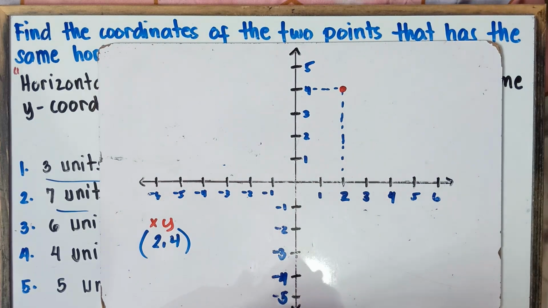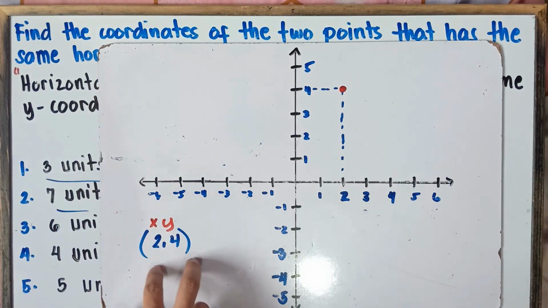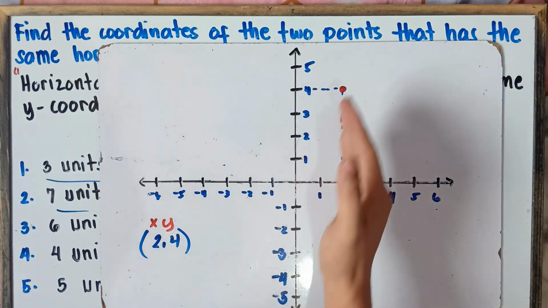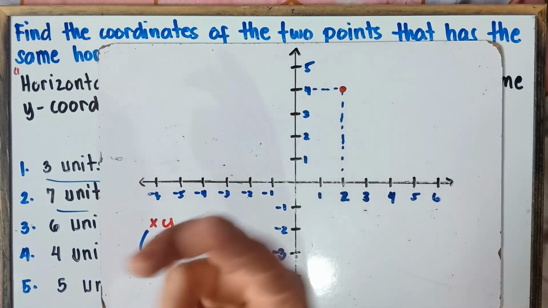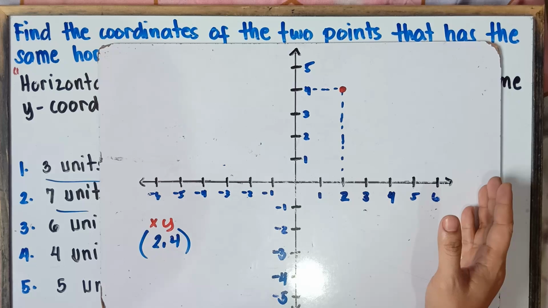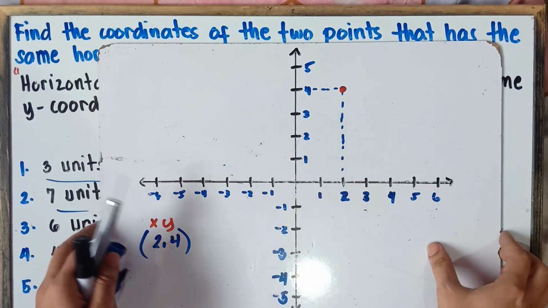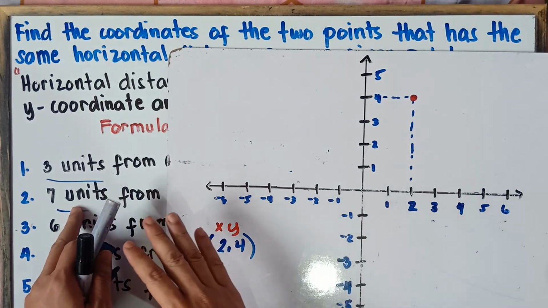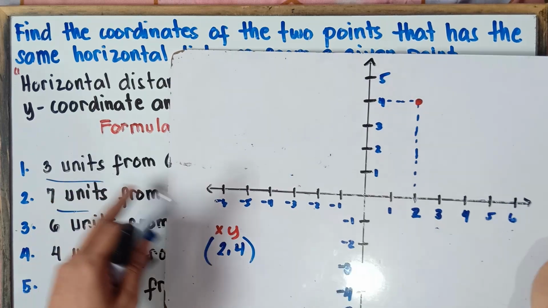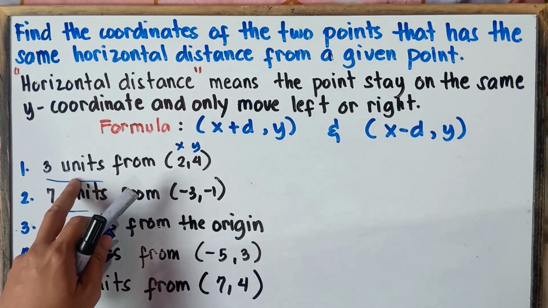Now you're looking for the coordinates of 2 points, 3 units from this given ordered pair (2, 4). So simply move 3 units to the right and then simply move 3 units to the left, and you will get the 2 points. Simple as that, class. If you have your Cartesian plane, simply move the units to the right and then to the left. If this is 7 units, as in example number 2, then move 7 units to the right and then 7 units to the left.